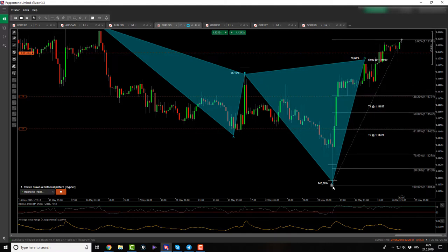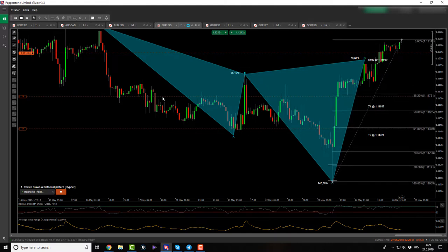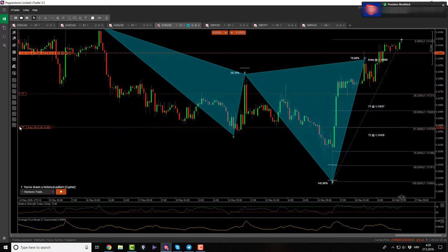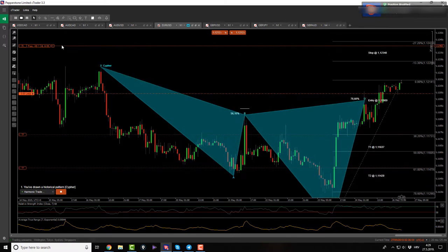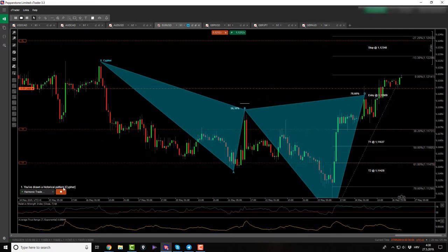I need to adjust those targets a little bit here. Let's do it right now. So target 1 here, and then target 2 would go here. Yeah, so 30 pips and 56 pips for a loss of 36 pips. Let's see what's gonna happen.